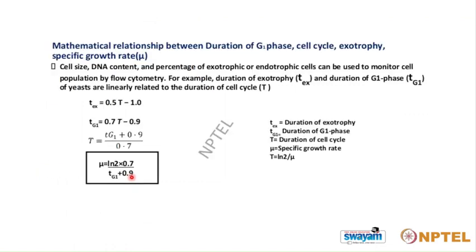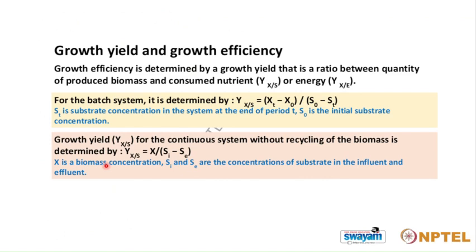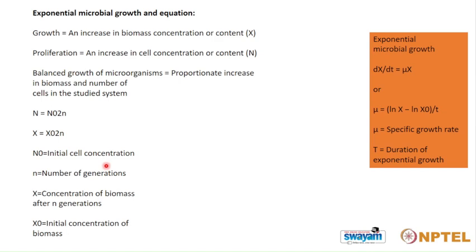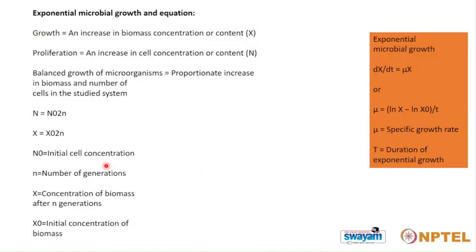So initially we have discussed the calculation of specific growth rate. Then how can we calculate the growth in a batch or continuous system? How will this growth rate vary in the batch or continuous system? Basically, growth or increase in biomass concentration can be referred to as X here, and proliferation or increase in number of cells can be referred to as N.